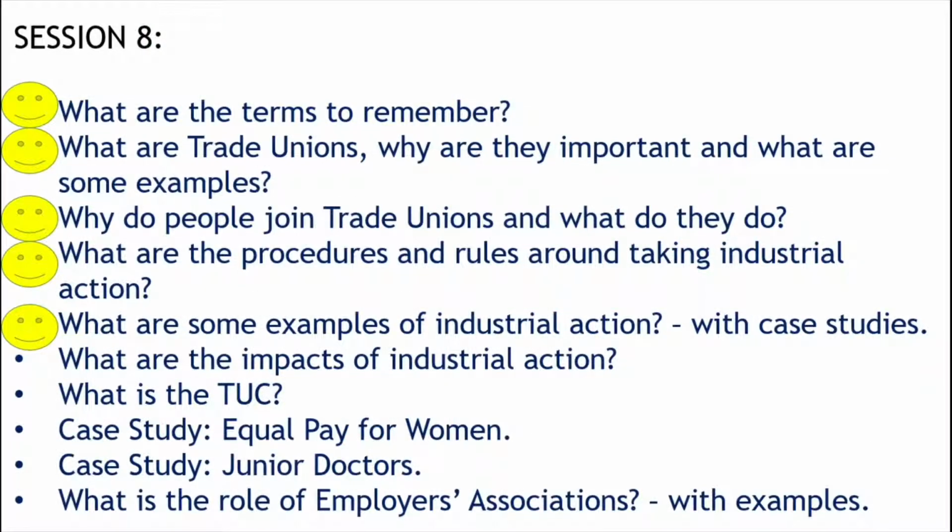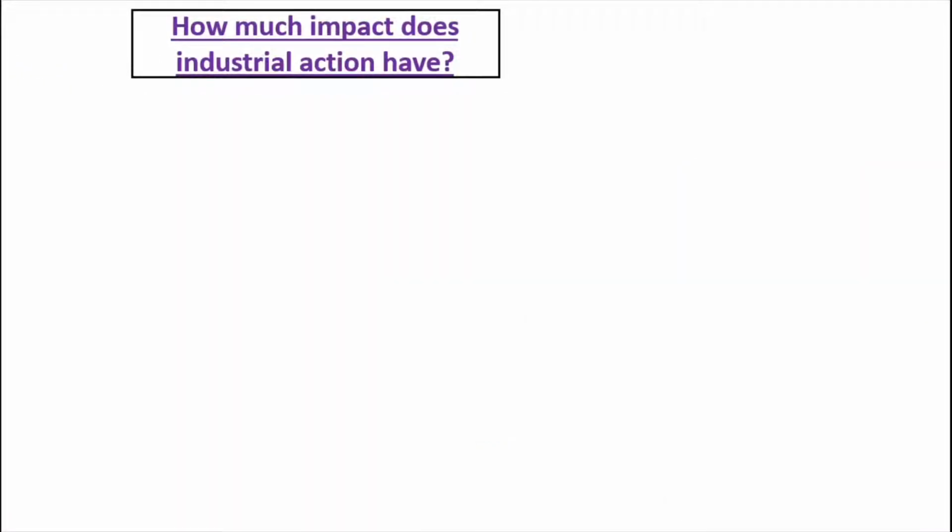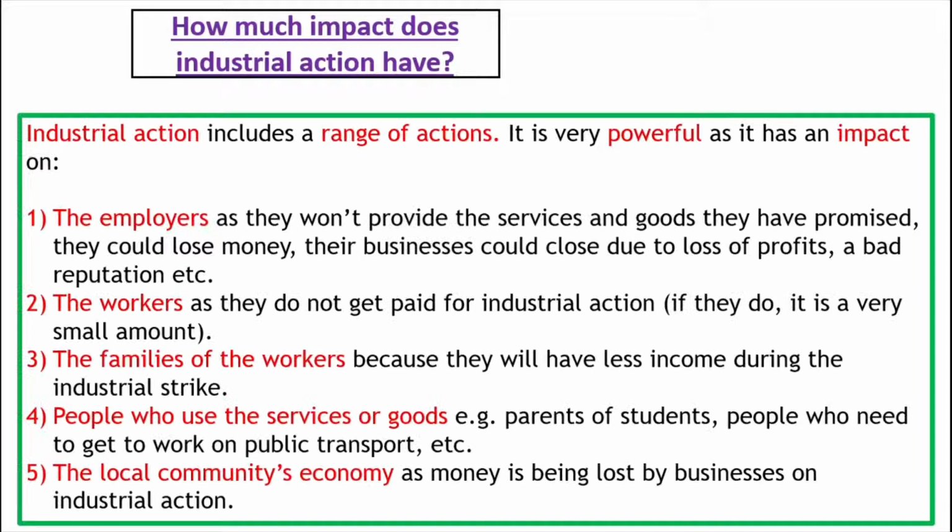We've just explored some examples of industrial action with some case studies. We're now going to move on to look at the impact of industrial action. How much impact does industrial action actually have? As you can see, industrial action includes a range of actions. It's very powerful as it has an impact on, firstly, the employers, as they won't provide the services and goods they have promised. They could therefore lose money, their businesses could close down due to loss of profits, and it could lead to a bad reputation.